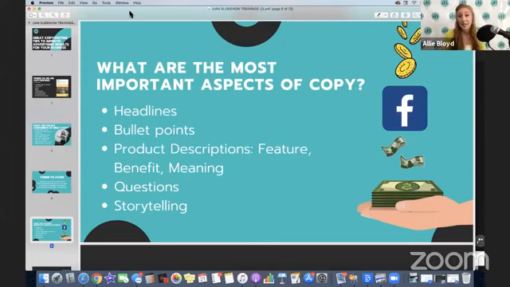So headlines, like I said, the first thing somebody's going to see, and it's going to be the thing that gets them excited to read the rest or to dive deeper.